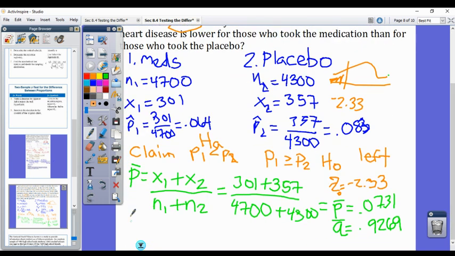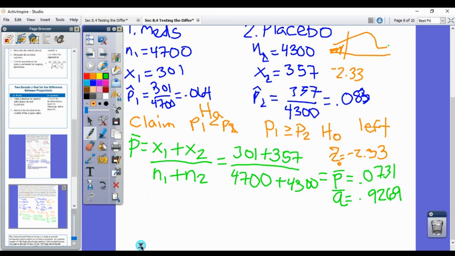All right, so now we have p-bar, so now we've got to find z. Okay, so z equals p hat sub 1 minus p hat sub 2 minus p1 minus p2.